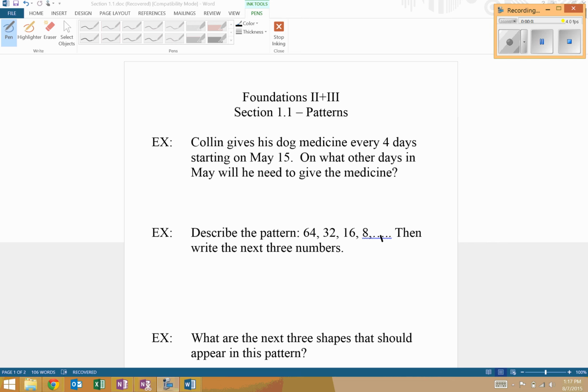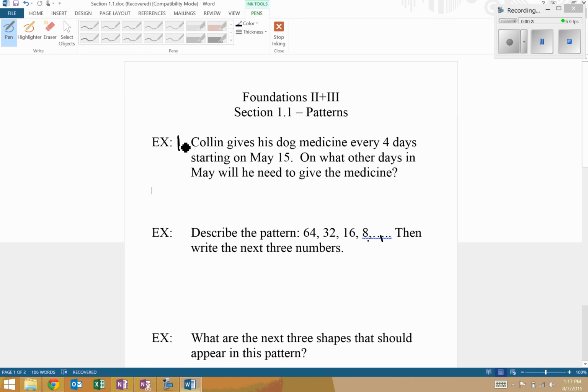All right, our first lesson here is going to be about patterns: identifying patterns, being able to describe the patterns, and then continue on the pattern either with numbers, sometimes with shapes. So, for example, here, kind of a story problem to start us off. We go ahead and label this example one.